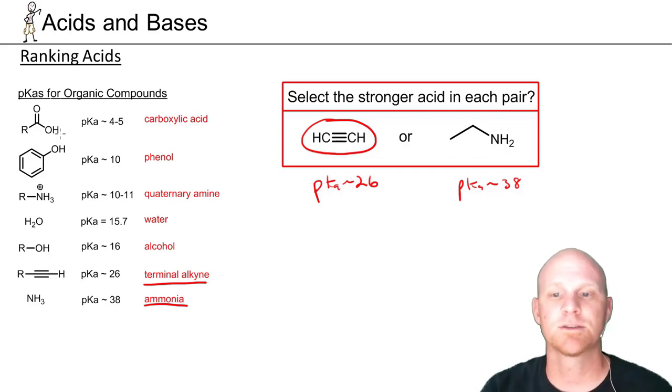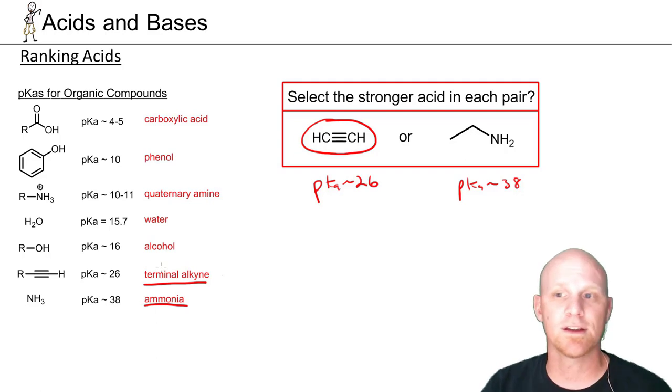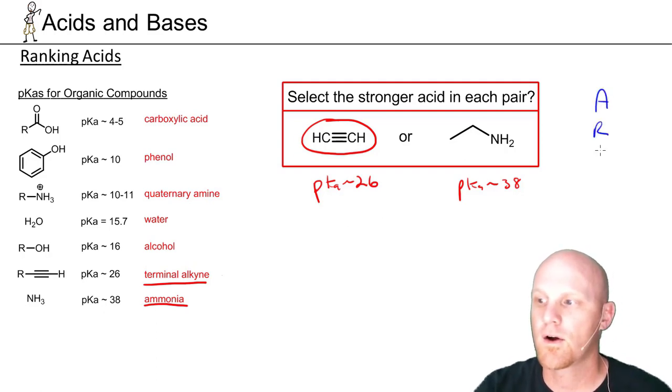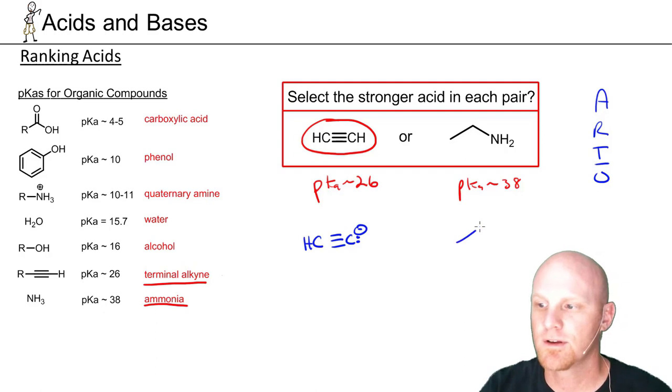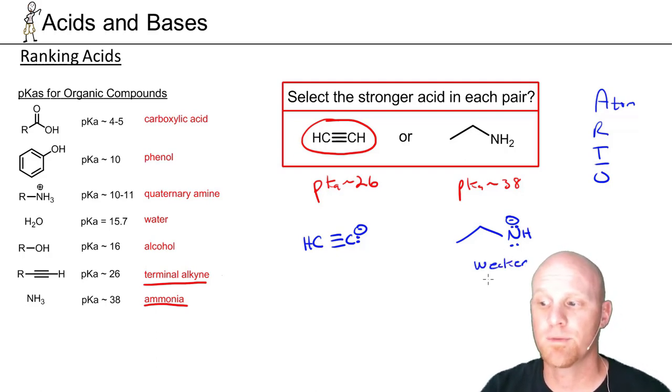The reason I recommended you memorize these pKa's is because the REO mnemonic is not foolproof, and there's no set of rules that is foolproof. We'll see why this is the case here in a second. So if we did try to use that REO mnemonic here, ARIO, we draw the conjugate bases. So this one gets deprotonated, negative charge on the carbon. This one gets deprotonated, leading to a negative charge on the nitrogen. And so we'd go to the atom rule, and we'd say, okay, negative on carbon, negative on nitrogen. Negative on nitrogen would be more stable because it's more electronegative, and that would be the weaker, more stable base.